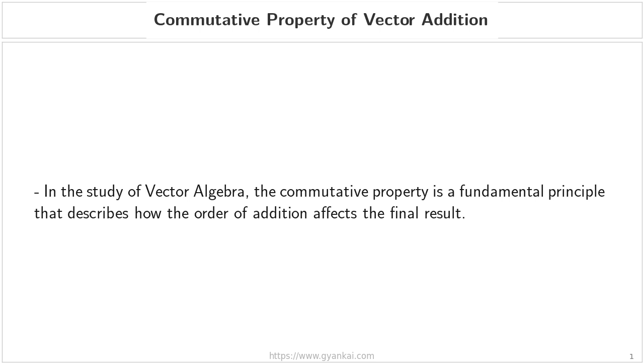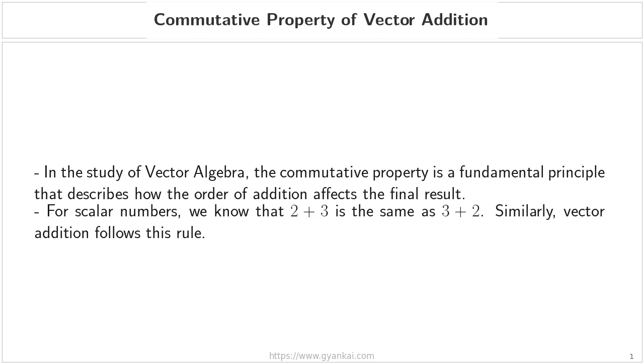Welcome, everyone. Today, we are going to explore a very important concept in vector algebra known as the commutative property of vector addition. Now, when we talk about a property in mathematics, we aren't talking about a fundamental rule or principle. In this specific case, the commutative property describes how the order in which we add things affects our final result. To make this easier to grasp, let's look at something you are already very familiar with: simple scalar numbers.